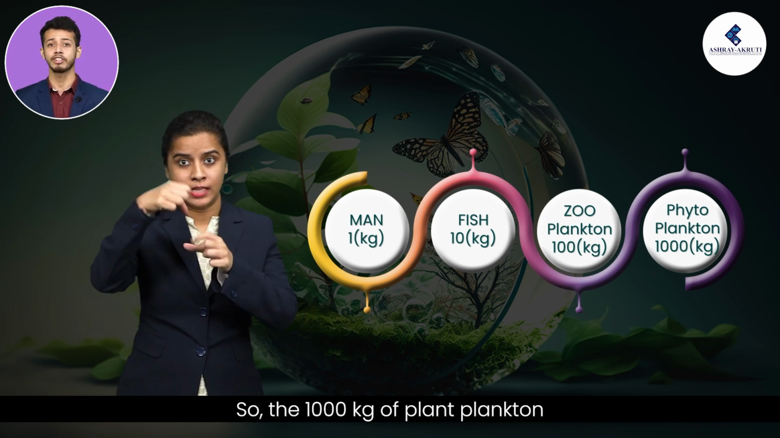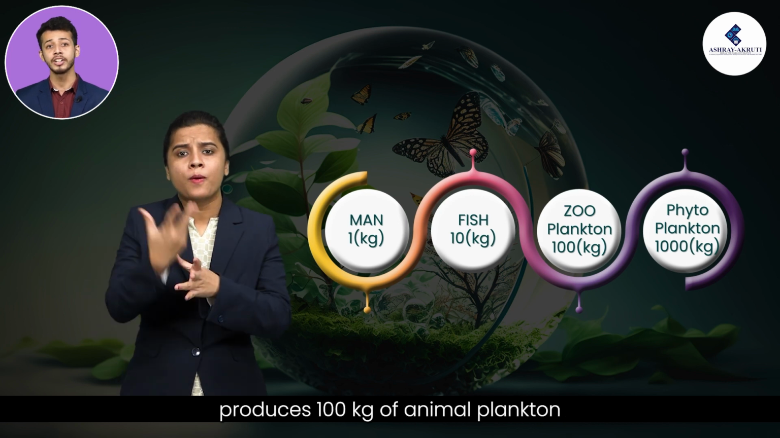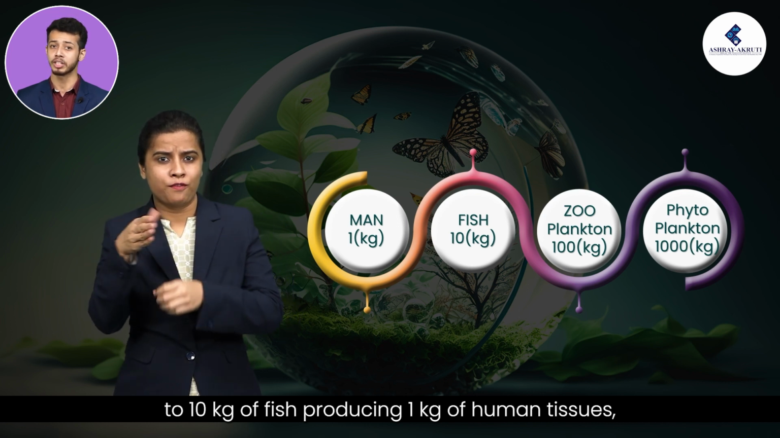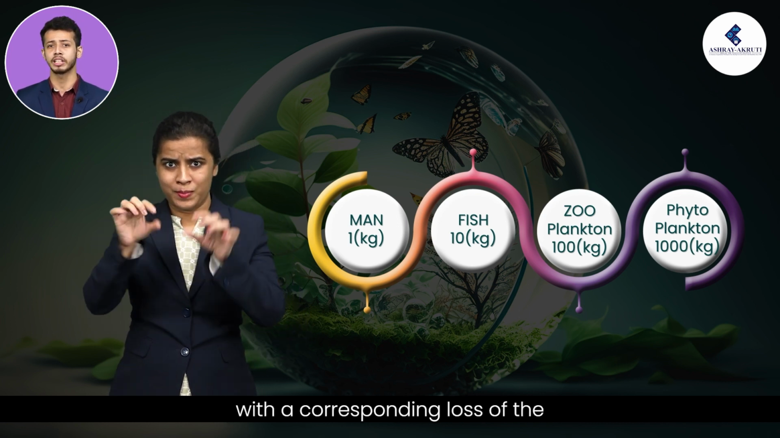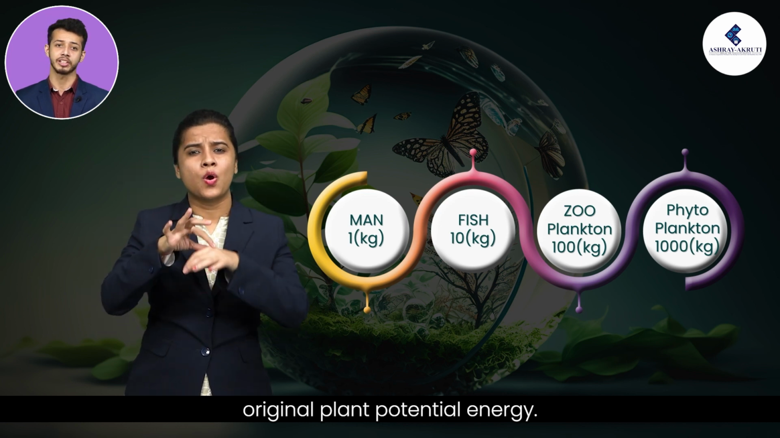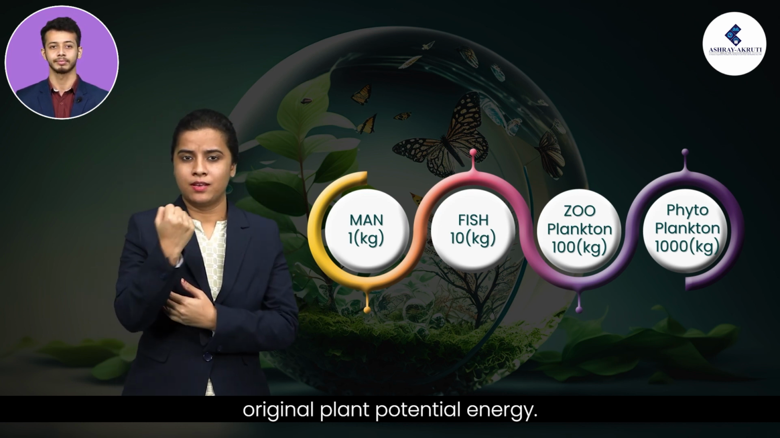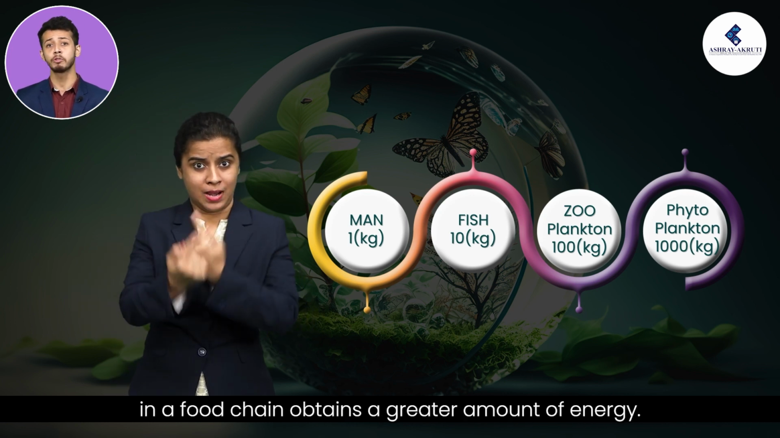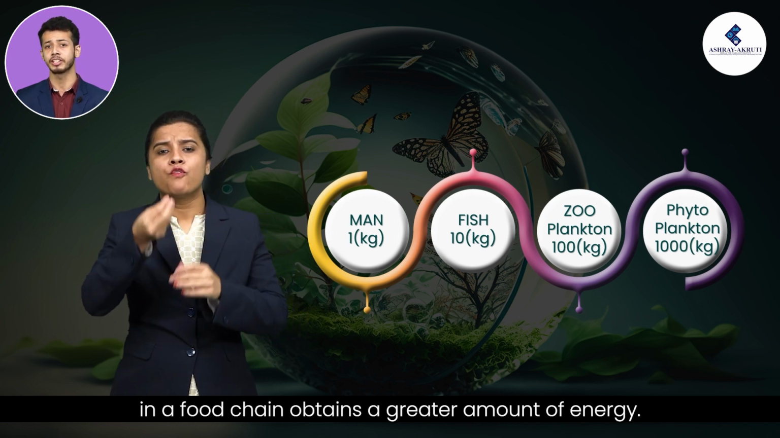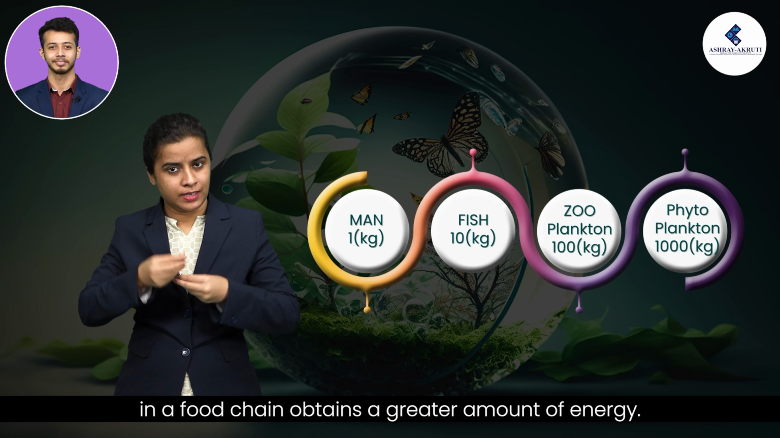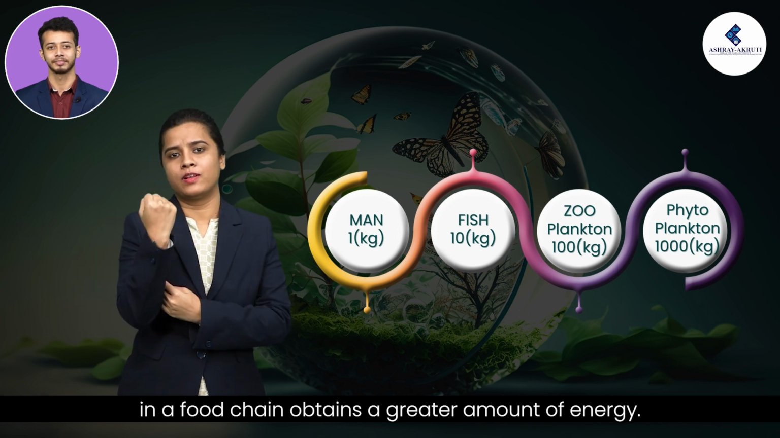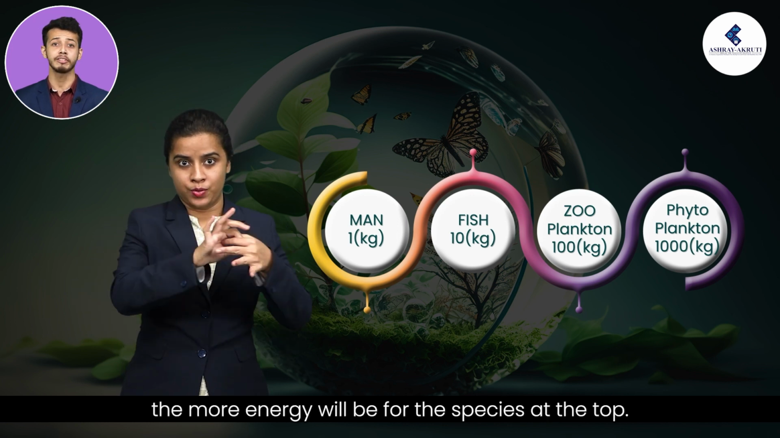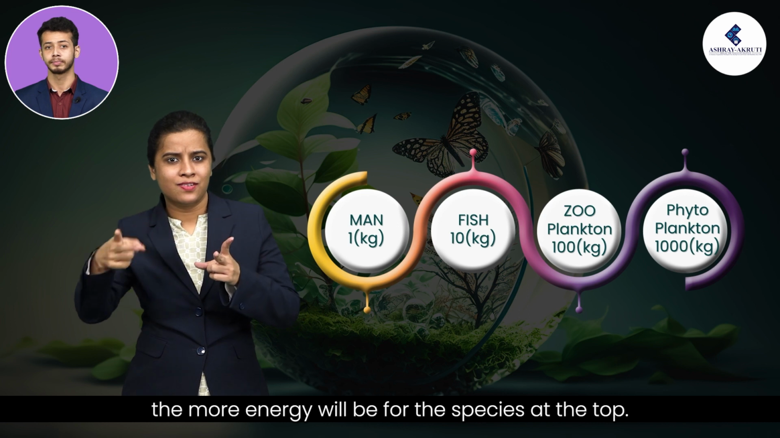So, 1000 kg of plant plankton produces 100 kg of animal plankton, which produces 10 kg of fish, producing 1 kg of human tissues, with the corresponding loss of the original plant potential energy. Thus, the animal species near the original plant source in a food chain obtains a greater amount of energy. In other words, the fewer steps in the food chain, the more energy will be available for the species at the top.